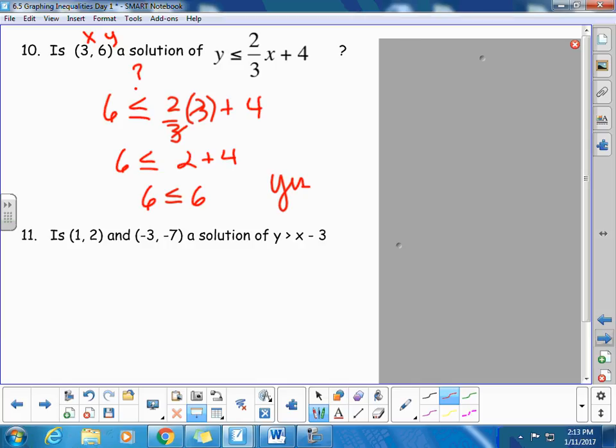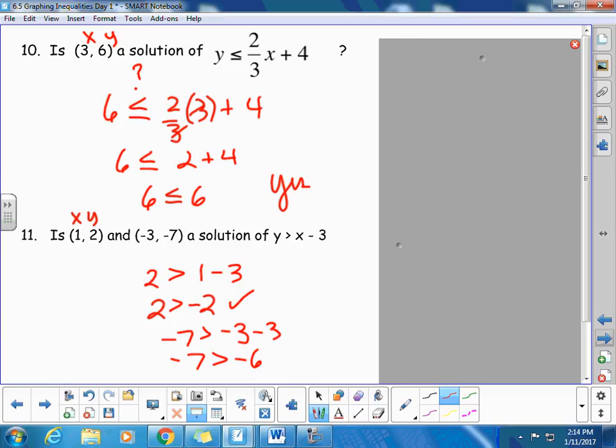Is (1, 2) and (3, -7) a solution of y is greater than x minus 3? Again, you just have to plug them in one at a time. This is your x, this is your y. So 2 greater than 1 minus 3. Is 2 greater than negative 2? It is, so that one works. Now let's try the other one. Negative 7 greater than negative 3 minus 3. Is negative 7 greater than negative 6?